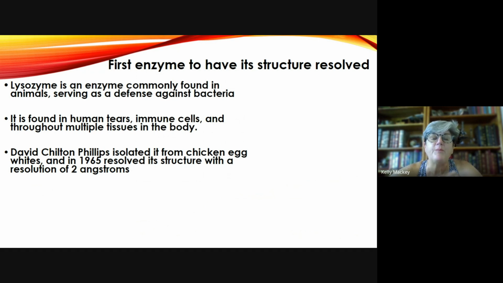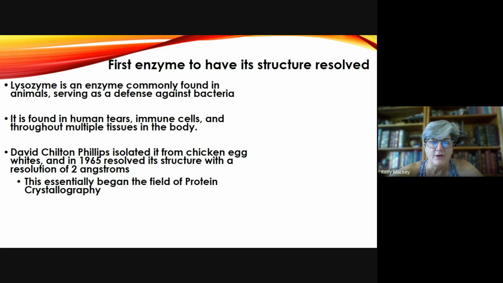But he deposited it in the PDB in 1975. Essentially, what he did was he began the field of protein crystallography. X-ray crystallography had been used for a really long time. Everybody who's familiar with the story of the discovery of DNA knows that Rosalind Franklin used X-ray crystallography to get a picture or an idea of DNA's helical structure. But the first enzyme to ever be deposited, the first protein, was not this.